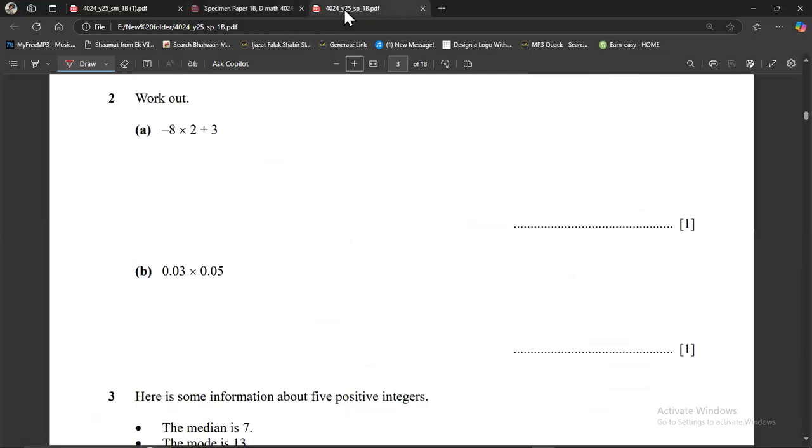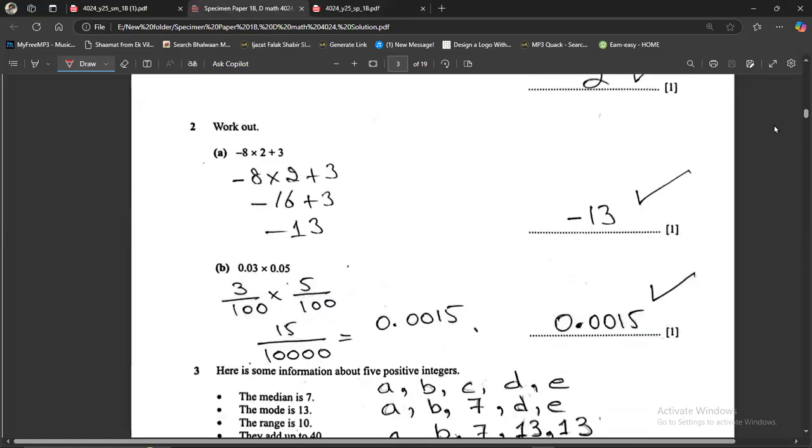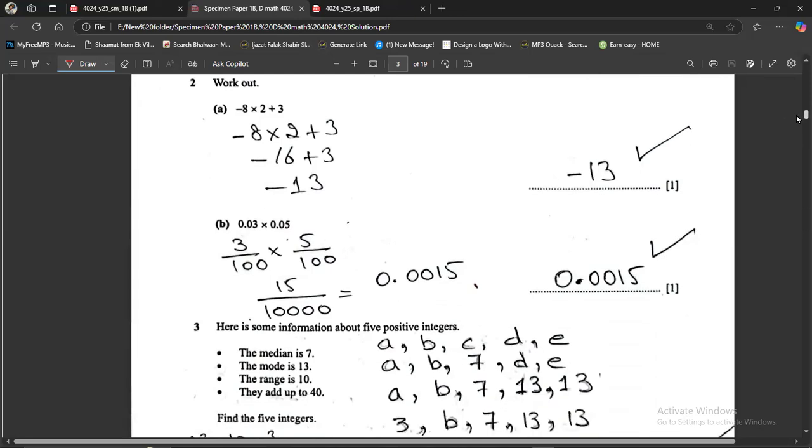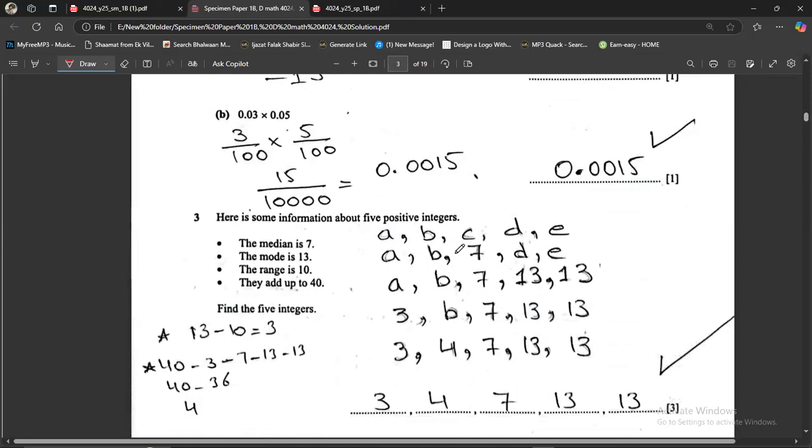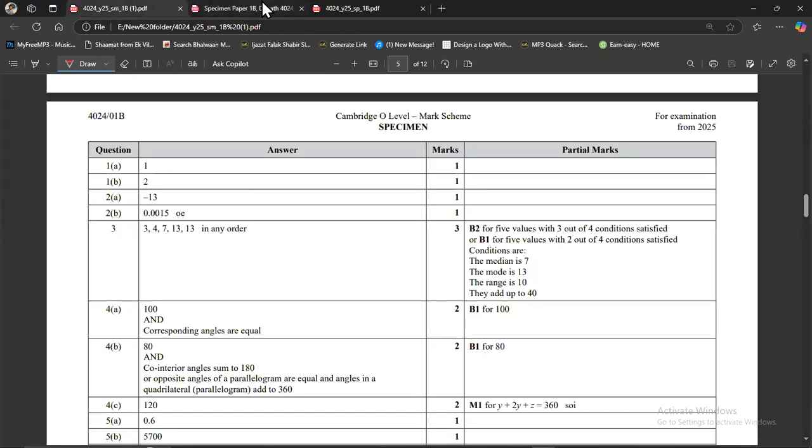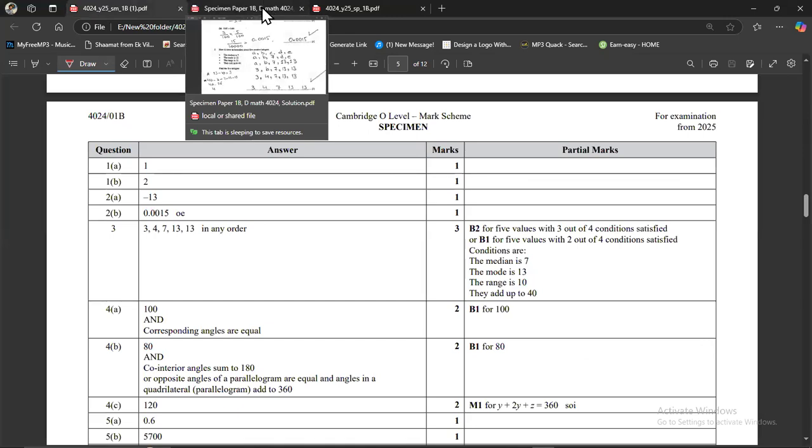Question number 2, part b. It says 0.03 multiplied by 0.05. The way I do these questions is that I convert the decimals into fractions. So it will be 3 by 100 multiplied by 5 by 100. That's 15 by 10,000, and that will be 0.0015. So the answer is 0.0015. 0.0015 is the right answer.